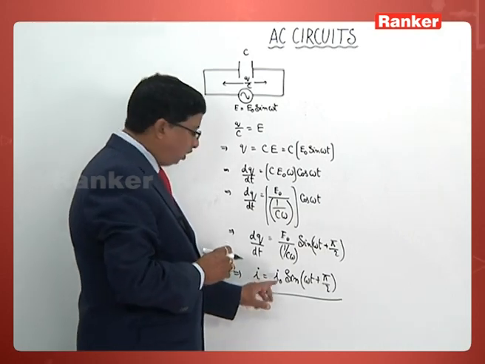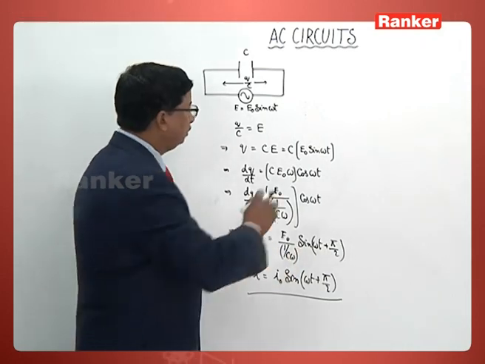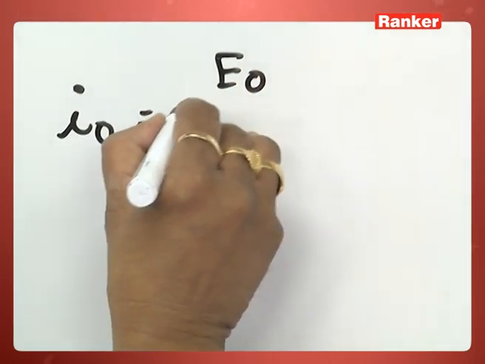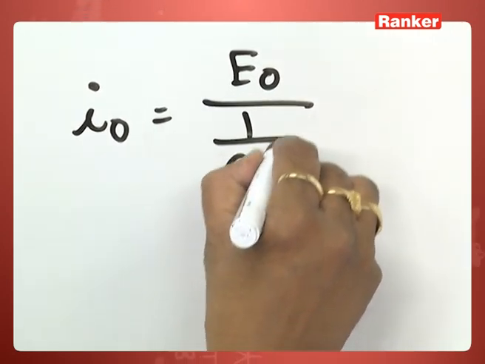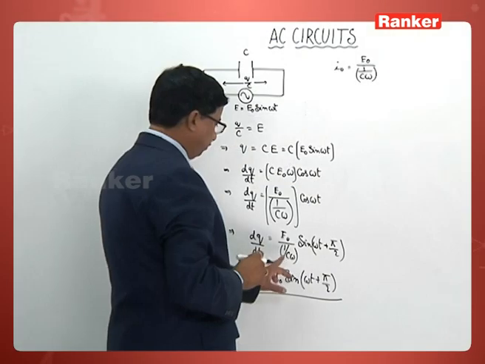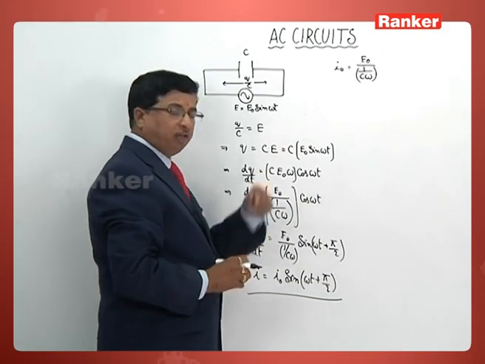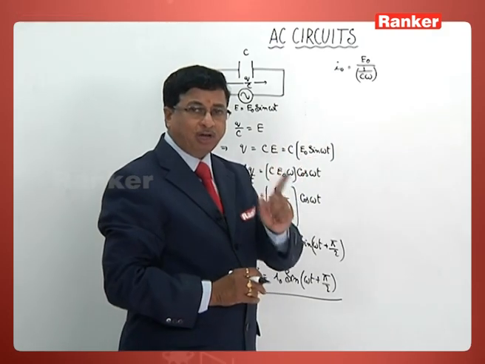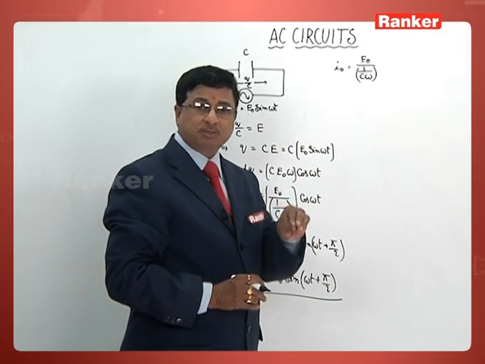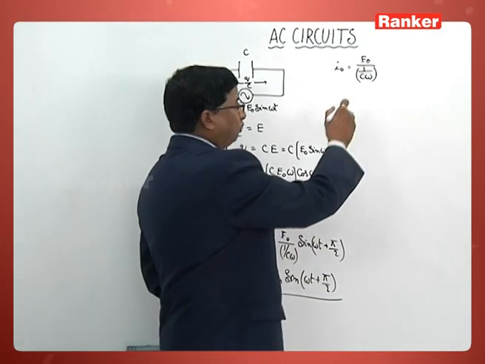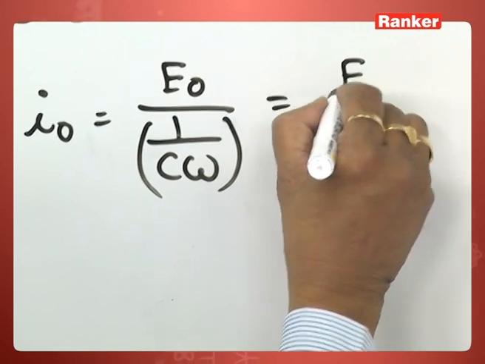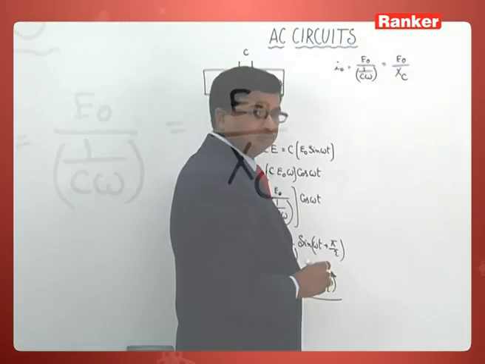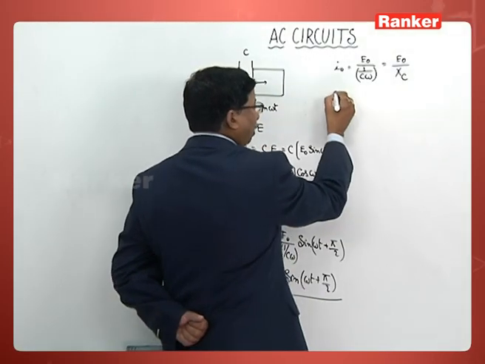But in place of I naught, what do you have here? If you just analyze that part of it, I naught is equal to E naught by 1 by C omega. But in reality, according to Ohm's law, I should be equal to E by R. That R becomes the resistance there. So here we rewrite this one as E naught by XC. And what is this XC now?